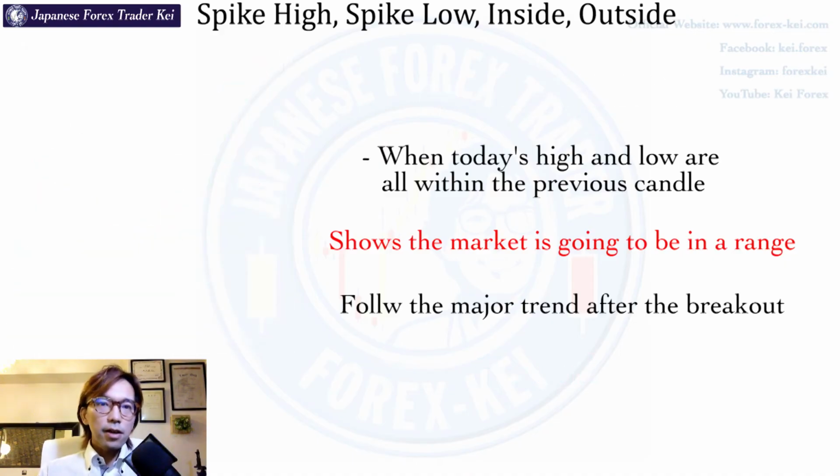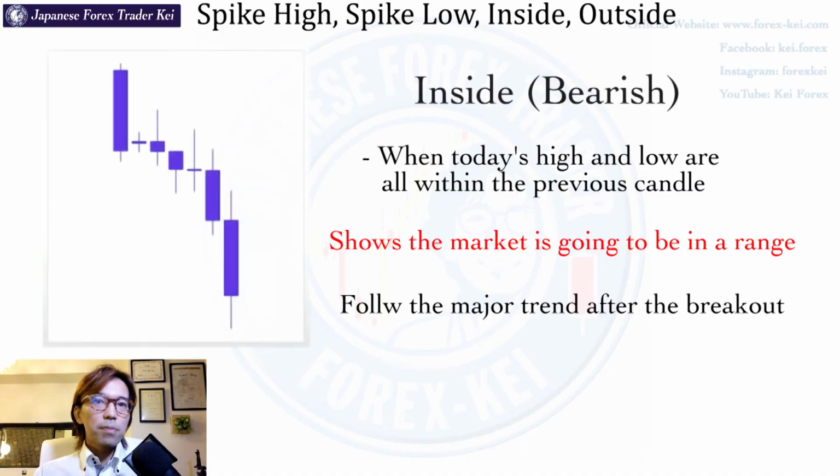And here is another version of inside. The previous one was the inside while the market is bullish, but this one is while it's bearish. So basically it's the same thing, but when there's an inside during the downtrend, it should be when the price high and low today is within the previous high and low. So when you look at this pin bar or doji candle right here, when you look at the previous high and low, the candle is all inside, right?